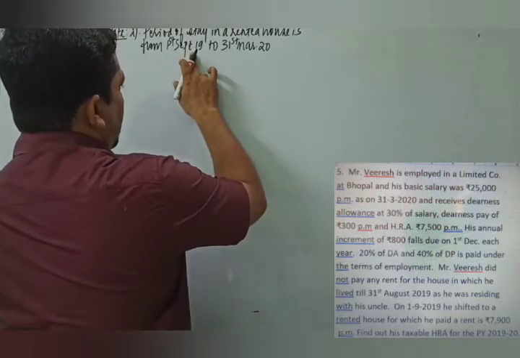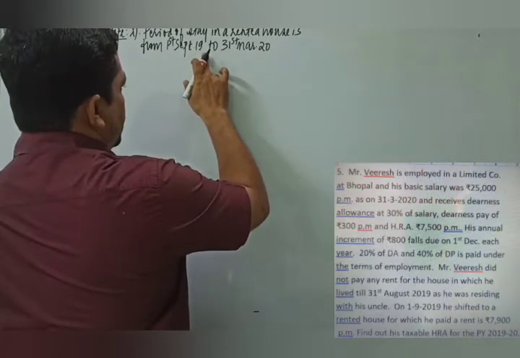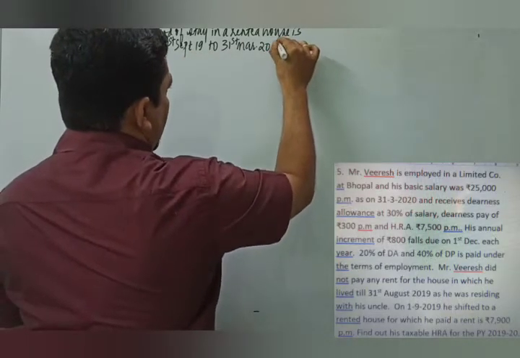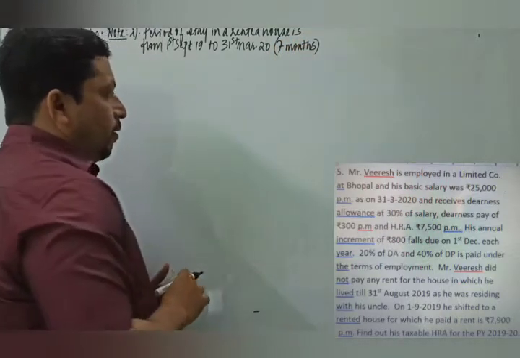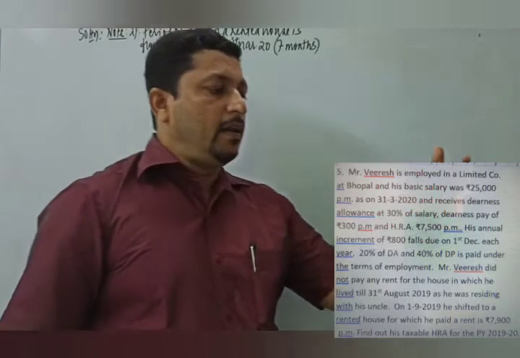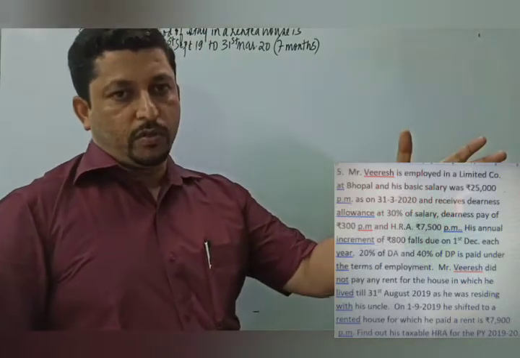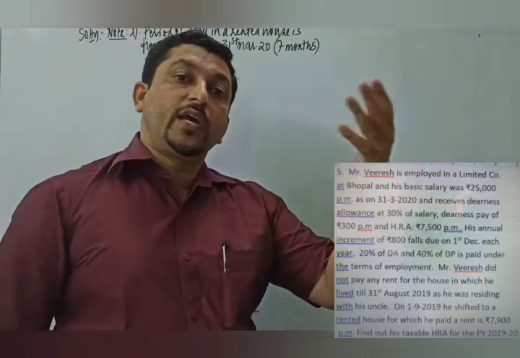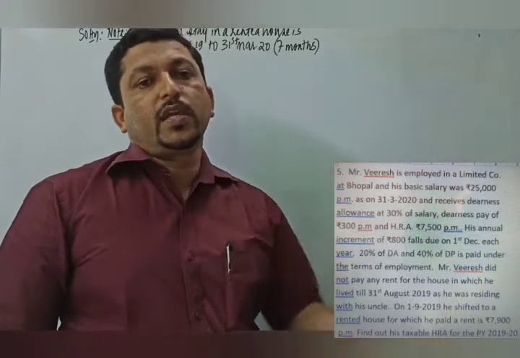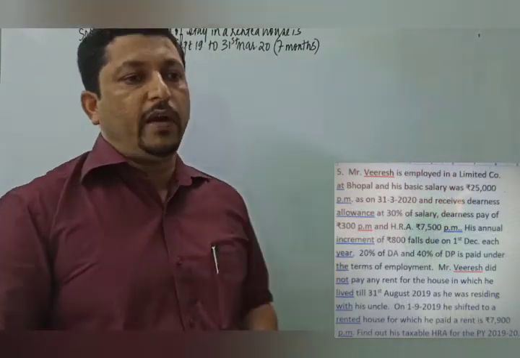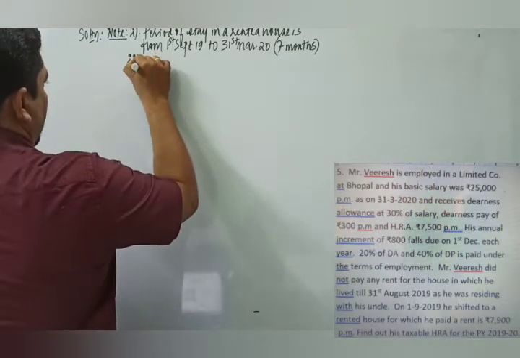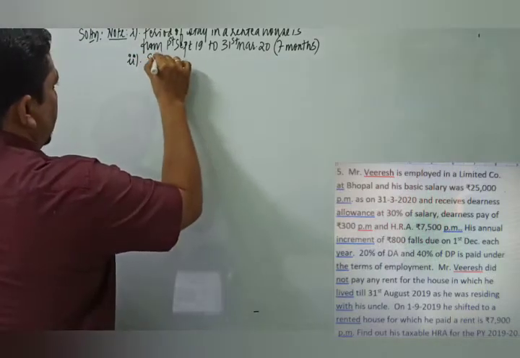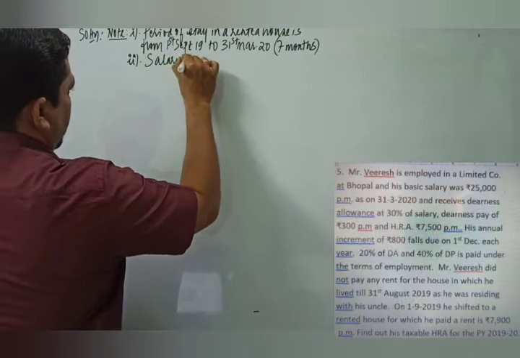So September, October, November, December, January, February, March. So relevant period in the problem is only 7 months, because we exclude April, May, June, July and August. Though he stays in his relative's house, he has not paid rent at all. The second important aspect that we will consider is salary for HRA.